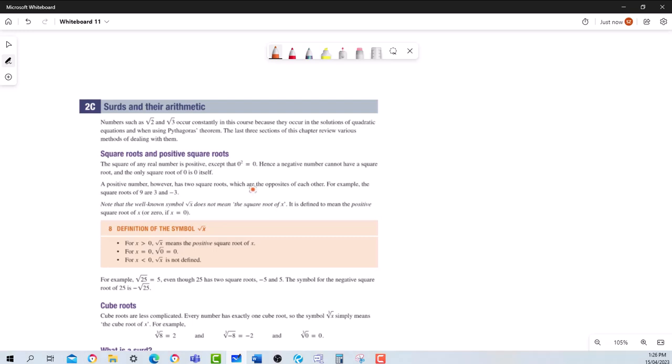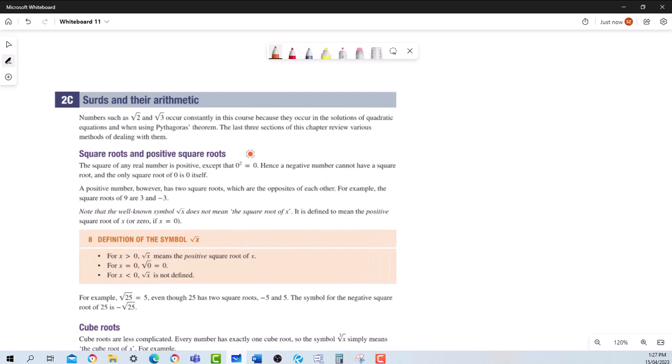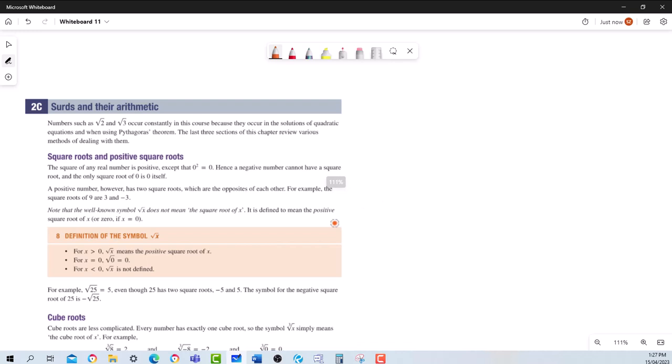Hello, today our topic is about surds and square roots. I'm going to give you a quick definition about them and a quick example of how to simplify a surd using the surd laws. I've also left a link in the description below for you to practice more questions about surds.